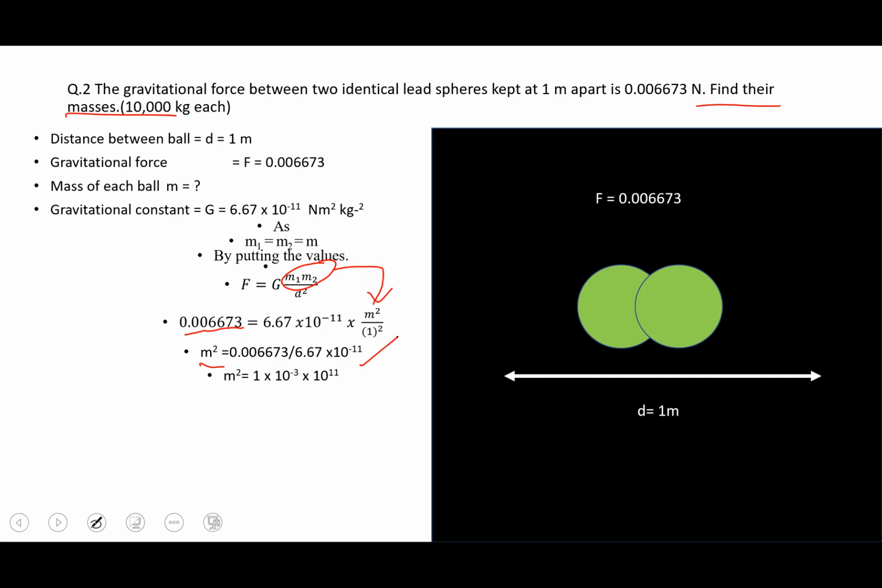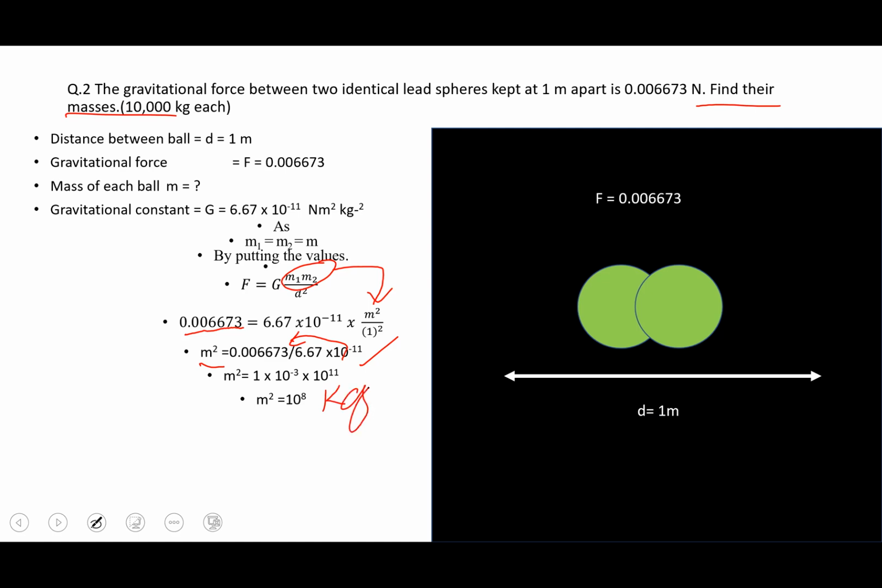Now in this case, we'll take the 11 to the top side. That means it will become the numerator from the denominator. m² is equal to 1 × 10^-3 × 10^11. That means when it was in the denominator, it was minus 11. When it goes up, it will become positive 11. So m² is equal to 10^8. That means the total mass is 10^8 kilograms.